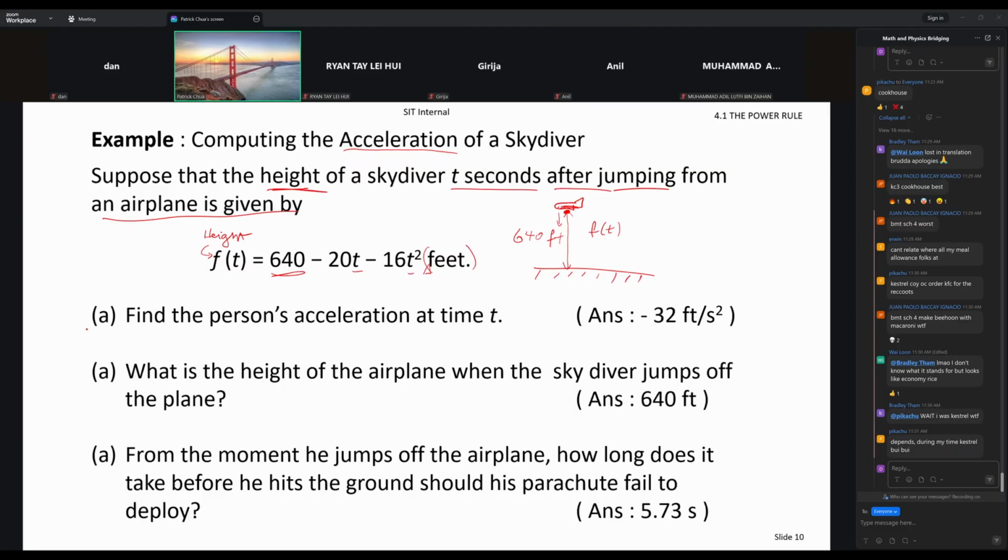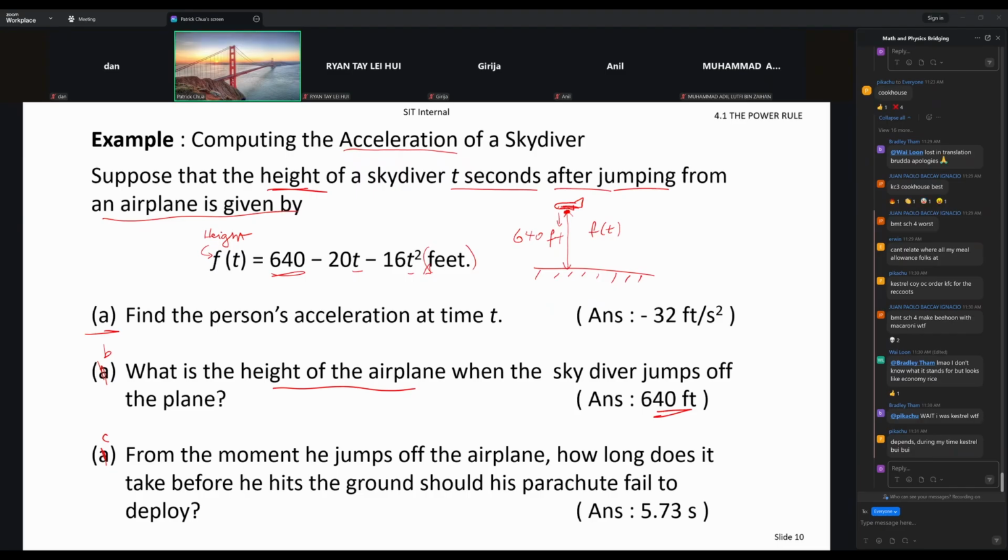A, find the person's acceleration at time t. And B, what is the height of the airplane when the skydiver jumps off the plane? The height, we know, is 640. When t equals 0, you put t equals 0 in the height equation, you get 640. So B is already answered.